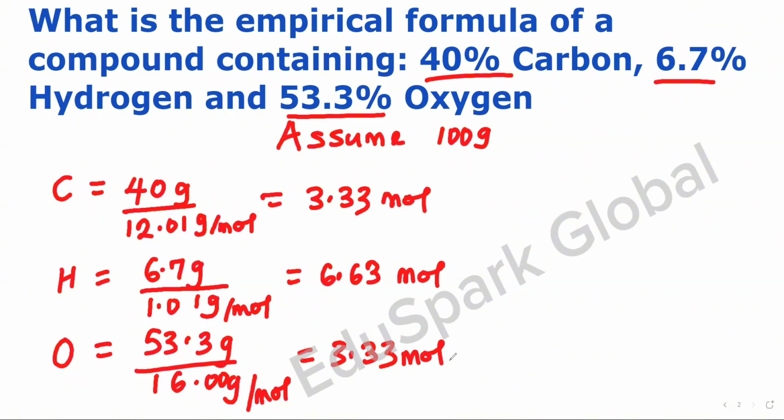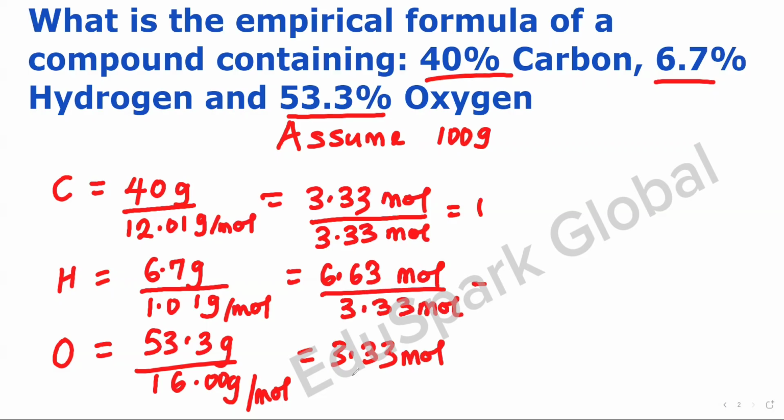The next thing we do is divide all through by the smallest mole, which happens to be the 3.33. So that will divide itself to give 1. Divide the hydrogen to give 2, and the oxygen to give 1.